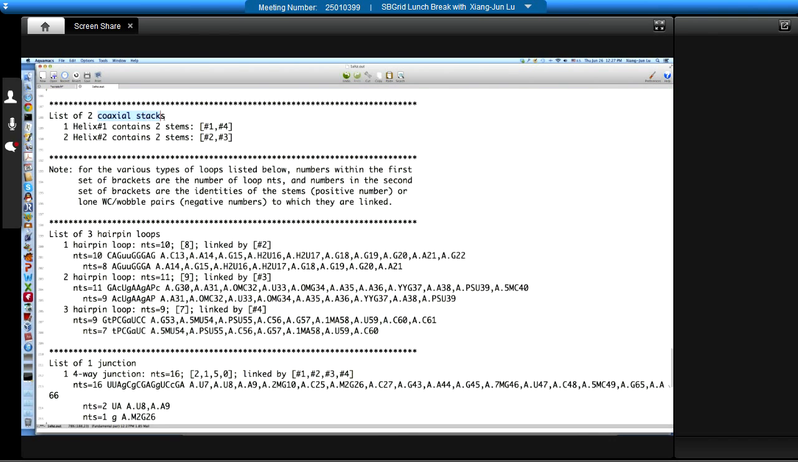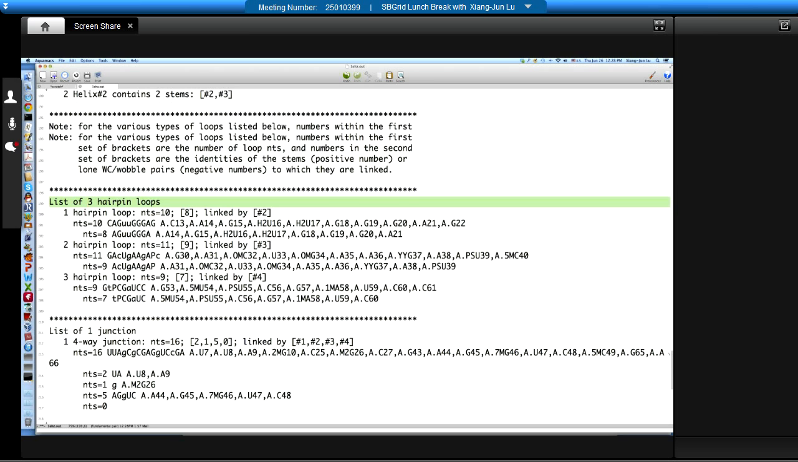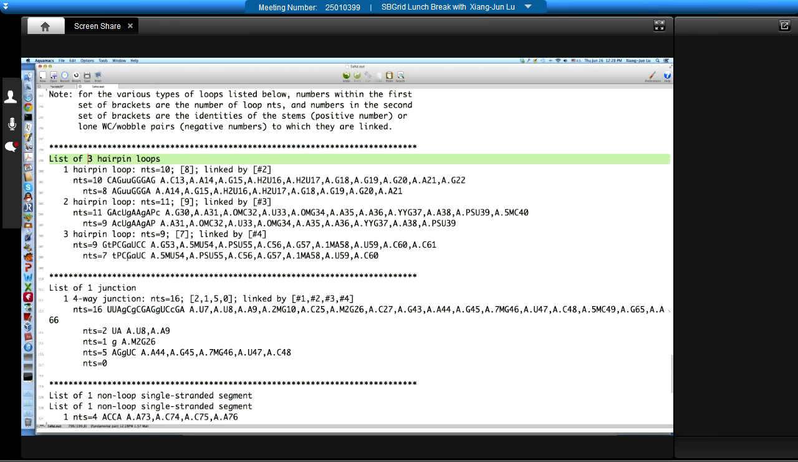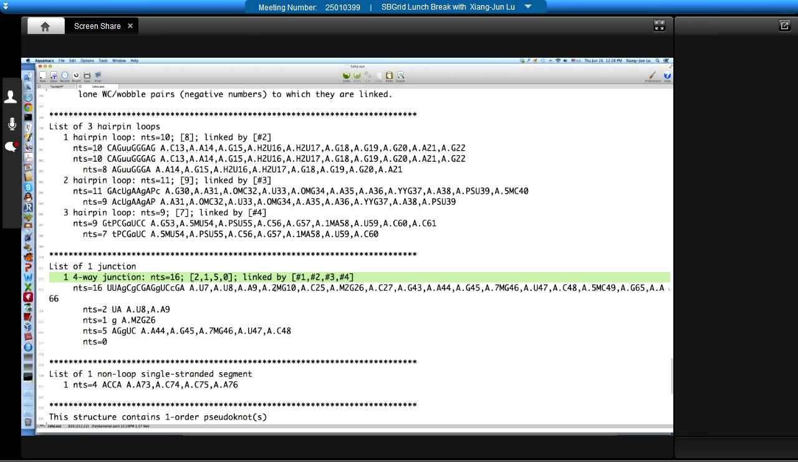And then I give a list called coaxial stacks. It says helix 1 is composed of two stems, which are number 1 and number 4. Number 1 is your acceptor stem. Number 4 is the T stem. And following that is a list of the three helical loops. You don't need to go into the detail, but this is the information you have if you want to look at everything about what composes this loop. And that is the junction loop. The junction loop is a so-called four-way junction. It consists of 16 nucleotides, composed by stems number 1, 2, 3, and 4.